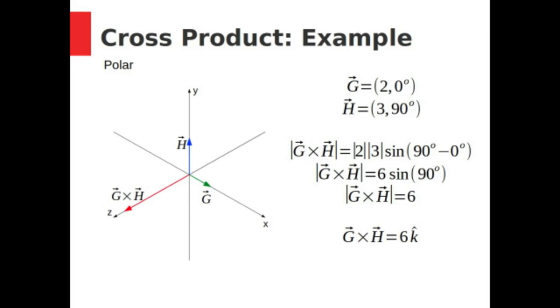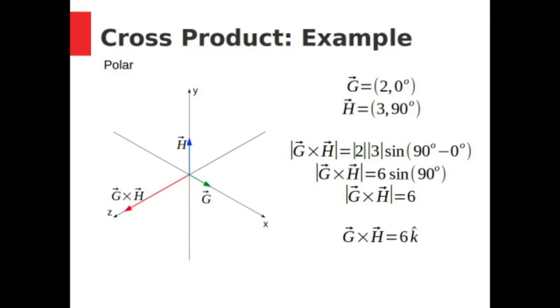Since we use the letter i hat to stand for the x-axis and j hat to stand for the y-axis, we can symbolize this product vector, which is along the z-axis, with k hat. So the shortest way to represent this cross product is 6k.